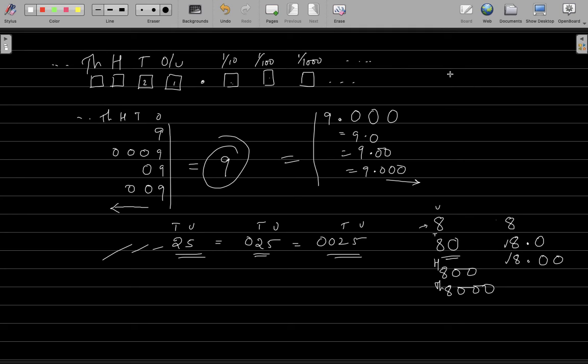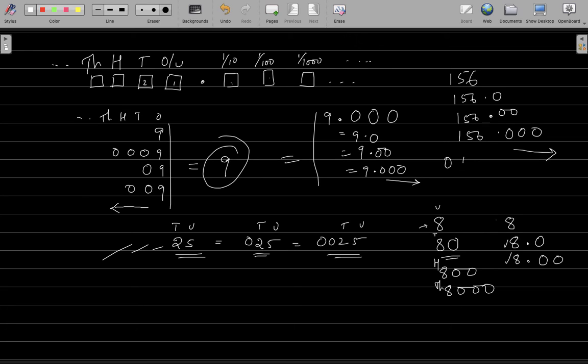Suppose I have any number, say 156, I can write 156 as 156.0. This also means it is 156.00. This also means it is 156.000. You can add as many zeros after the decimal as you want, because its value will remain the same even after introducing the zeros after the decimal. So you must always keep a decimal to keep the value of this number the same.